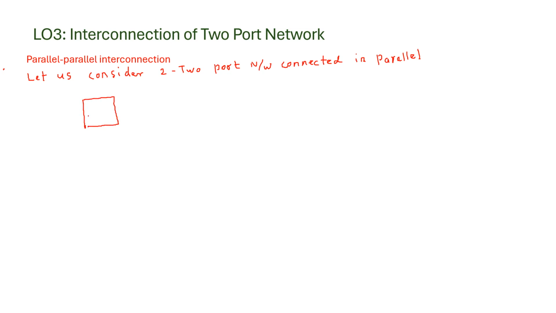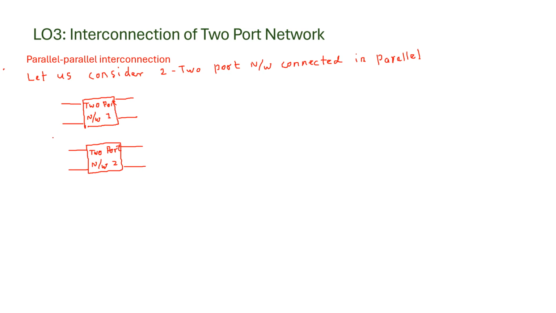Say we have this two-port network 1 and we have two pair of terminals, input pair and output pair. Let us have another two-port network, two-port network, two input pair and output pair. Okay, now let us say that they are connected in parallel.